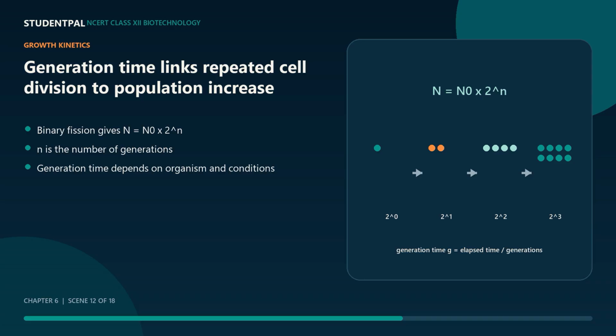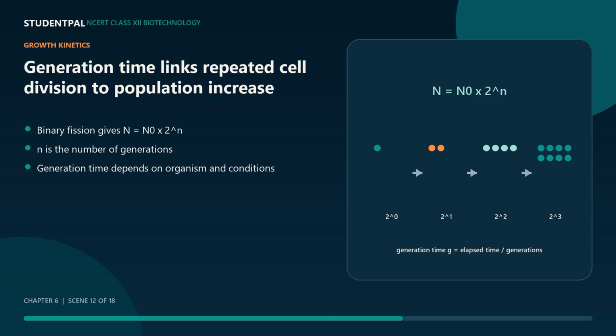Taking logarithms allows n to be calculated from starting and final populations. If total elapsed time is t, generation time g equals t divided by n. For example, if a population increases from 1 million to 8 million cells, the increase is 3 doublings, because 8 equals 2 cubed. Over 90 minutes, the generation time is 30 minutes.